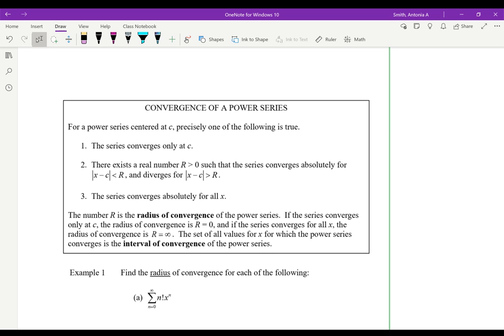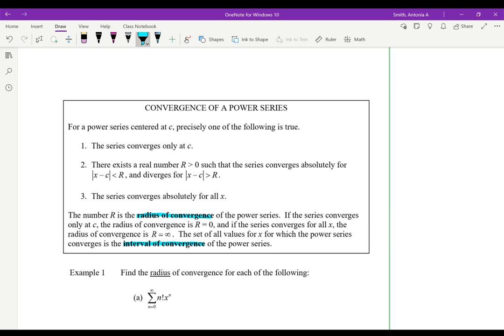The number r we call the radius of convergence of the power series. If the series converges only at c, then this radius of convergence is 0. If the series converges for all x, then this radius of convergence is infinity. The set of all values of x for which the power series converges is called the interval of convergence of the power series.